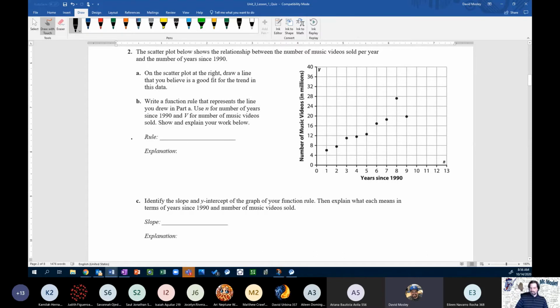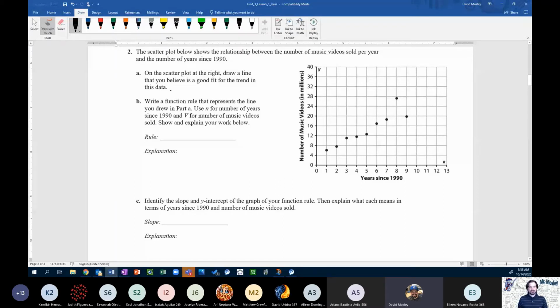All right, so now this is a slightly different type of problem. Right? It's something we do have the tools to answer, but we haven't seen a problem quite like this yet. Right? This is a scatter plot. All right, it shows the relationship between the number of music videos sold per year and the number of years since 1990. So the first step here says, on a scatter plot, this one here, draw a line that you believe is a good fit for the trend in this data.